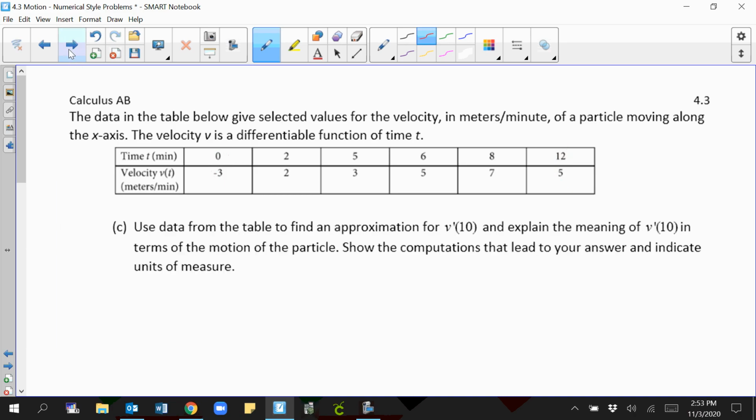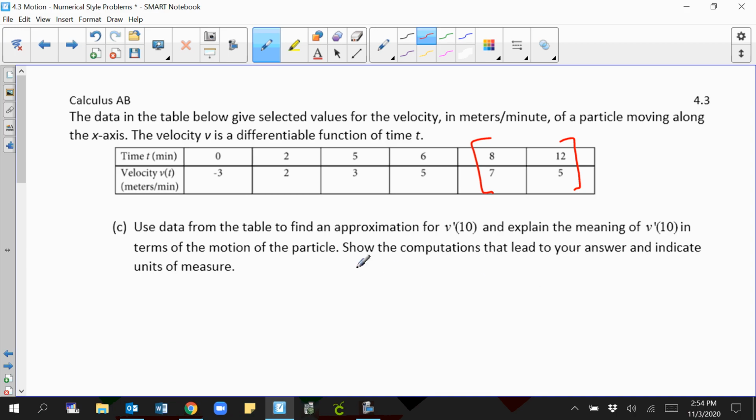Let's look at part C. This one says, use the data from the table to find an approximation for v prime of 10 and explain the meaning in terms of the motion of the particle. Show your computations that lead to your answer and indicate units of measure. If we're finding an approximation for v prime of 10, I'm going to use the average rate of change formula for our velocity, and since we're looking at 10, I'm going to use between 8 and 12.